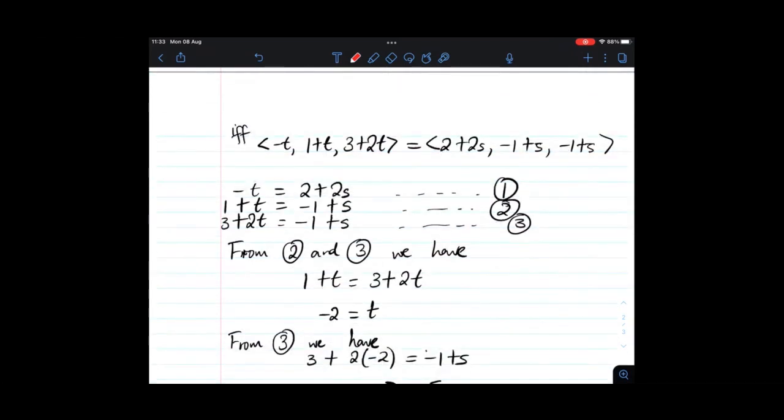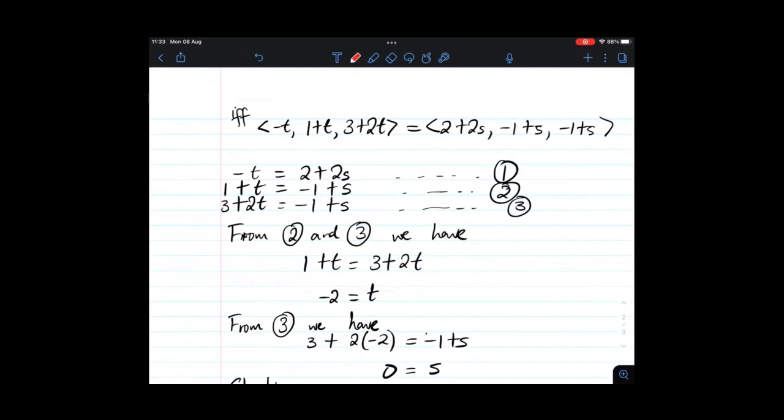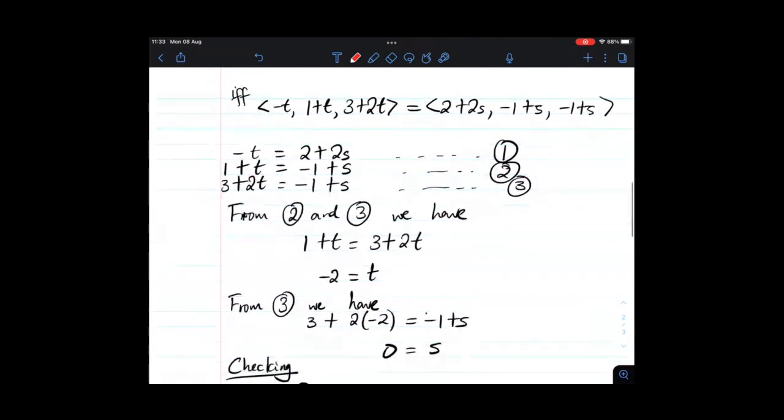And then from 3, I can then find my s. You can also use 2 to find s, and we see that s is equal to 0, right? And now we just want to check if this is true for all equations. Notice that I only use 2 and 3 to find what s and t are. So s and t will satisfy those two equations, 2 and 3, because I only used 2 and 3 to find s and t.